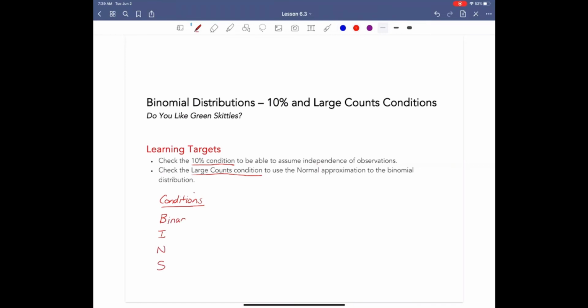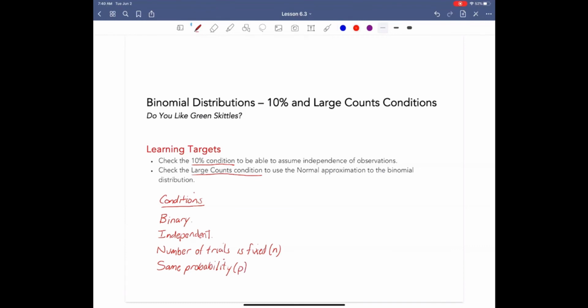B stands for binary, which means that each trial is either a success or a failure. I stands for independent, which means that the outcome of one trial is independent of the outcome of another trial. N says that the number of trials is fixed, and we usually use the lowercase letter n to represent the fixed number of trials. And S says that there is the same probability of success for each trial, and typically we'll use lowercase p to represent that probability.